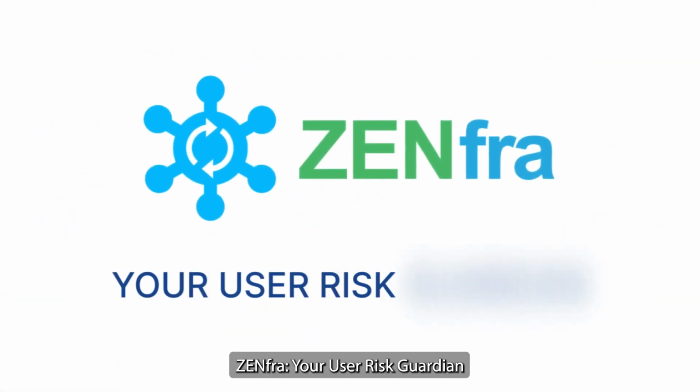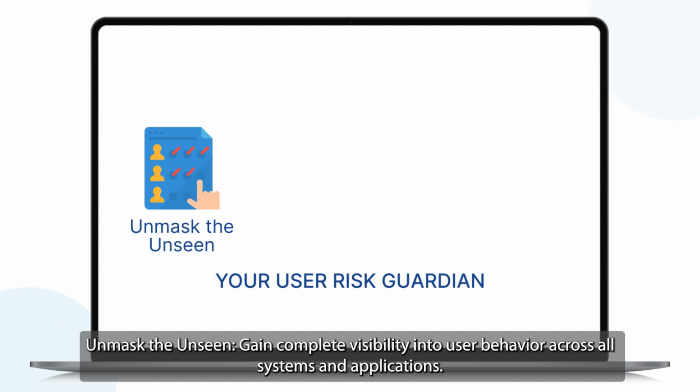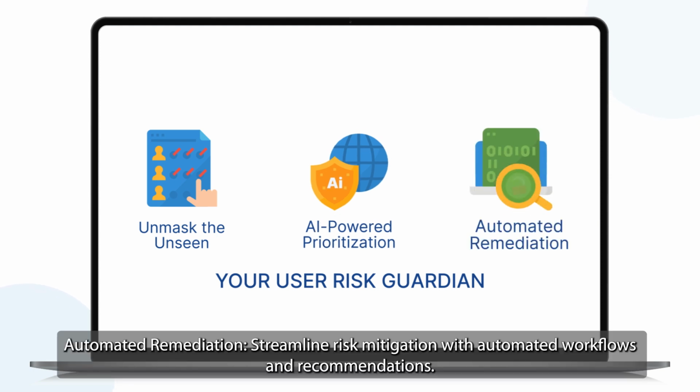ZENfra, your user risk guardian. Unmask the unseen. Gain complete visibility into user behavior across all systems and applications. AI-powered prioritization. Focus on the most critical risks first, maximizing your security team's efficiency. Automated remediation. Streamline risk mitigation with automated workflows and recommendations.